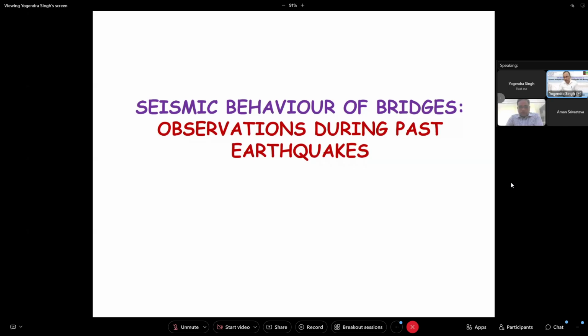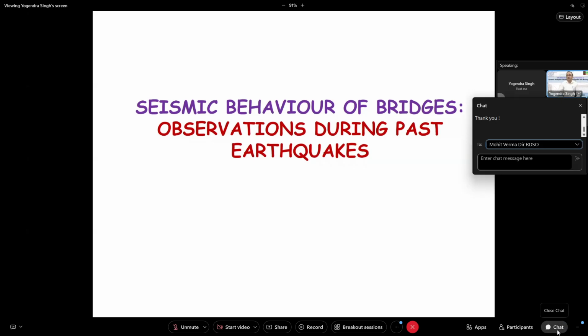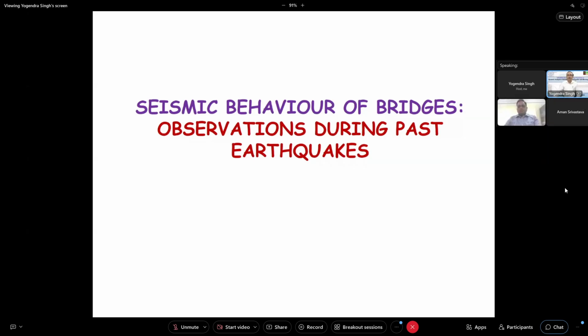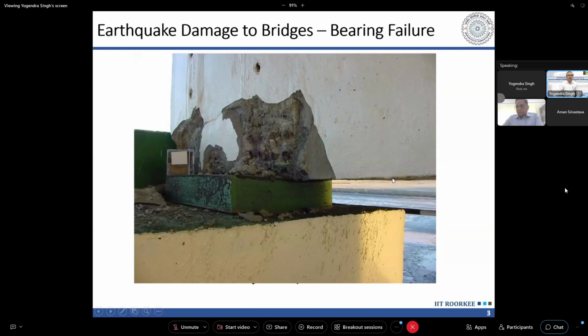Before taking up the modeling, let us see what are the important aspects of the behavior of bridges which we should cater for in our model. Our model cannot be realistic if it is not able to represent the behavior which is particularly important in case of earthquake. So let us see what type of failures and damages have been seen in past earthquakes. Very quickly, I will go through this.